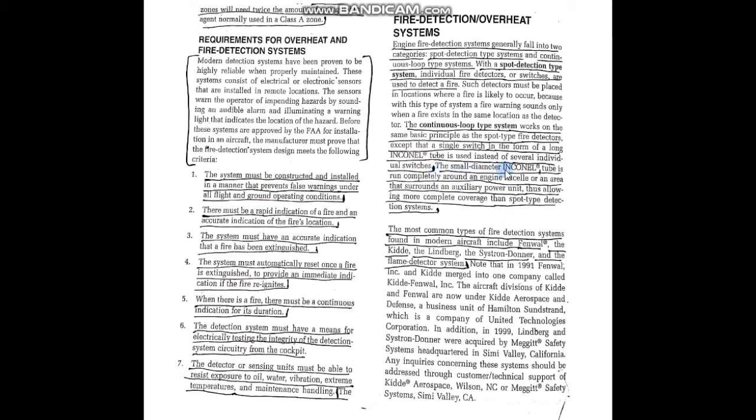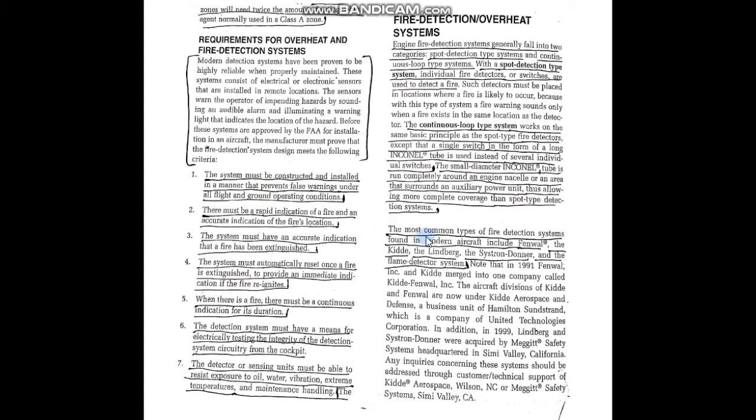The small diameter inconel tube is run completely around an engine nozzle or an area that surrounds an auxiliary power unit, thus allowing more complete coverage than a spot type detection system. These are the two categories of our fire detection systems.